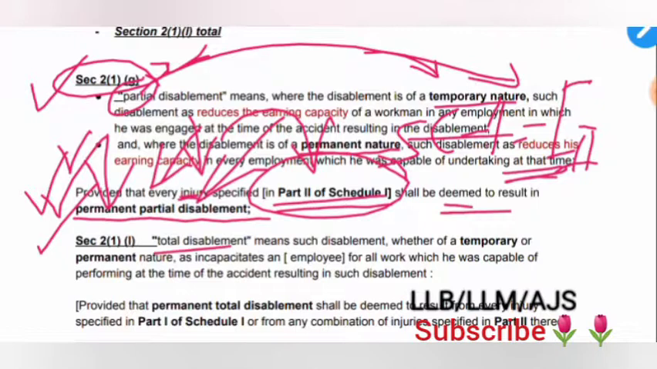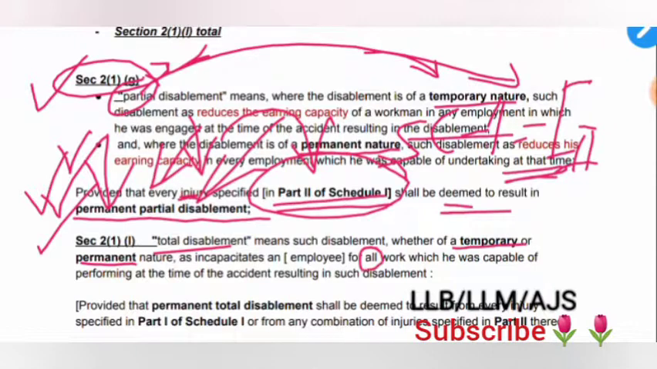Total disablement, which defines the definition of total disablement. Total disablement means such disablement, whether of temporary or permanent nature. Total disablement may be of two kinds, permanent and temporary. Whatever nature it may be, it must be of such a nature that it incapacitates an employee for all work which he was capable of.